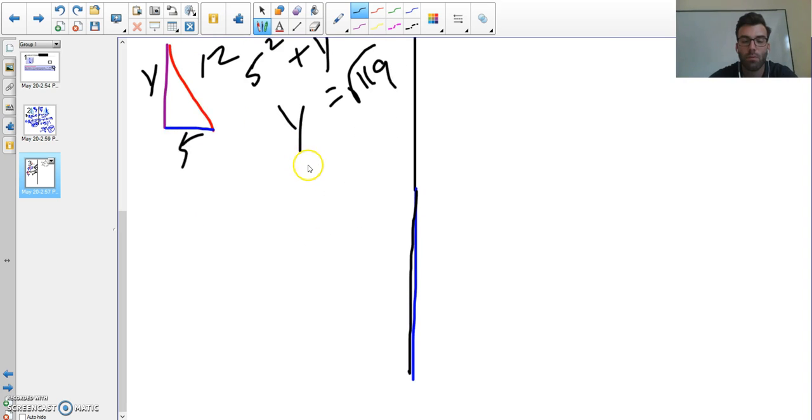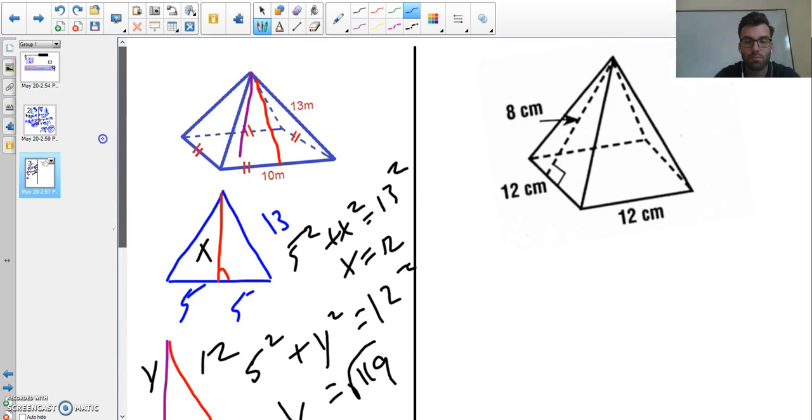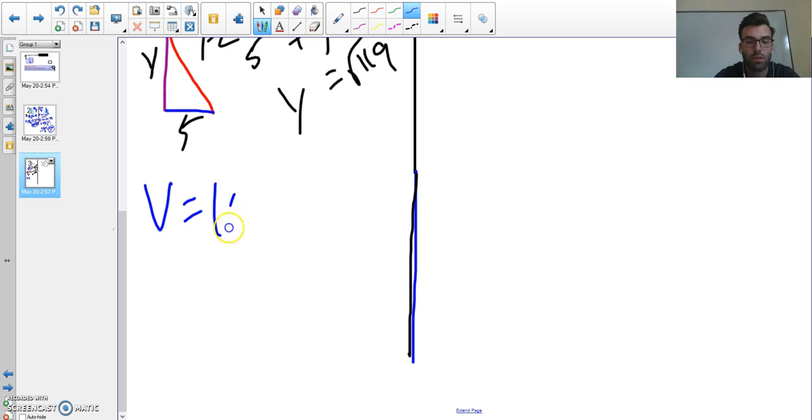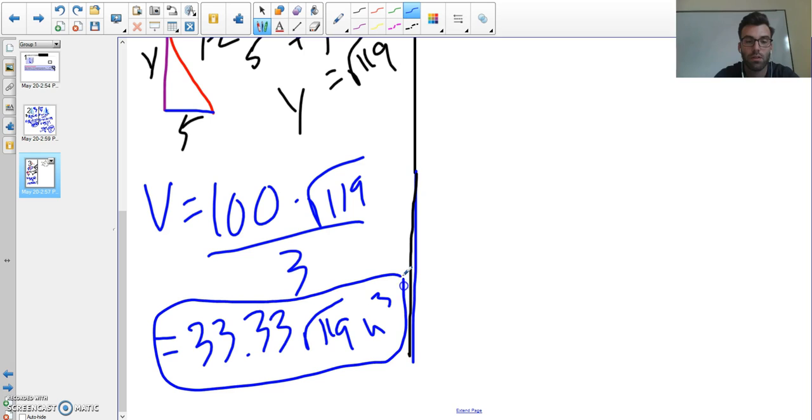So now I'm going to use that to find the volume. A lot of work on this one. Volume: area of my base. Base is a square, so it's 10 times 10, which is 100, times the height, which is the square root of 119, all over 3. Now I can leave it like this, 100 root 119 over 3, or I can write it as 33.33 root 119 units cubed. Again, I'll accept either of those.